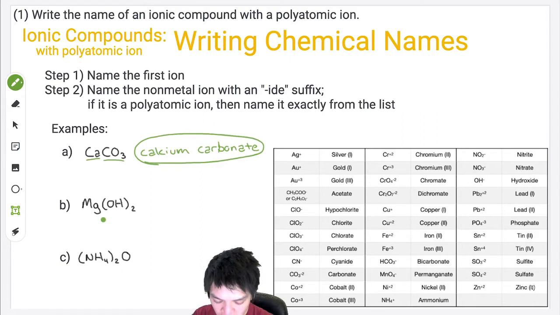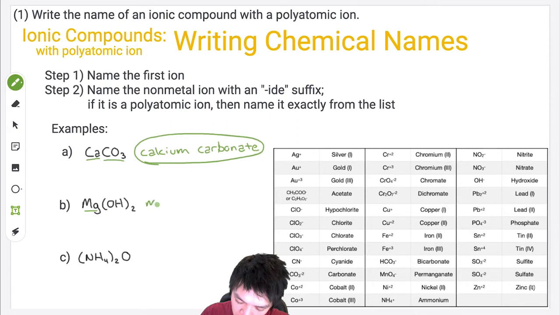Now we have Mg(OH)2, and there's a parentheses. Okay, what the heck do we do with parentheses? I'll explain it in just a second. So Mg is just magnesium. You can find it on the periodic table.